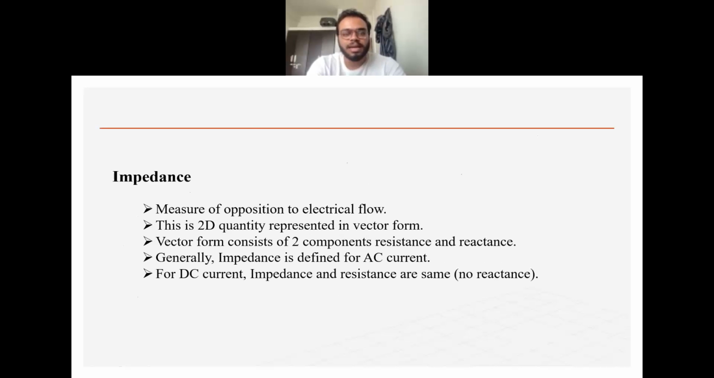And coming to impedance, what is impedance? Impedance is the measure of opposition to the electric flow. Impedance is 2D, which is represented in a vector form. It consists of two components, resistance and reactance. Resistance is the opposition to the electric flow, and is usually measured for a resistor, and reactance is the opposition to the direction of the electric flow. So reactance is for capacitors or inductors. Generally impedance is defined for an AC current, and for a DC current, as there is no reactance, the impedance and the resistance are the same.